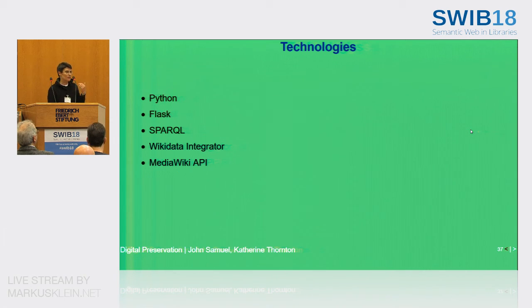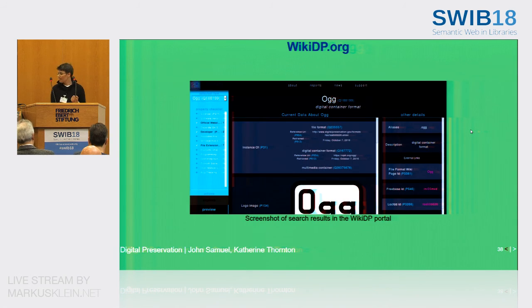The way that we built this is a Flask app. It's powered by the Wikidata Integrator, which is a tool that you can use to write bots for Wikidata or also to get data in and out of Wikidata quickly. And then we also combine that with the MediaWiki API. This is a screenshot of the interface. You can view the project at wikidp.org.